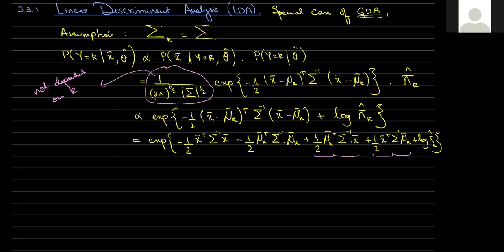No, the covariance matrix is not diagonal. I've not told you that. So the covariance matrix may not necessarily be diagonal. It is symmetric though. If it is symmetric then they will be the same. They are exactly the same, right?